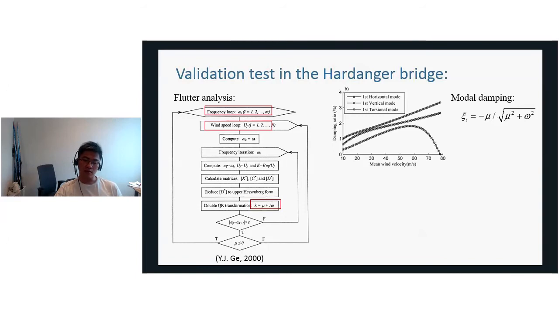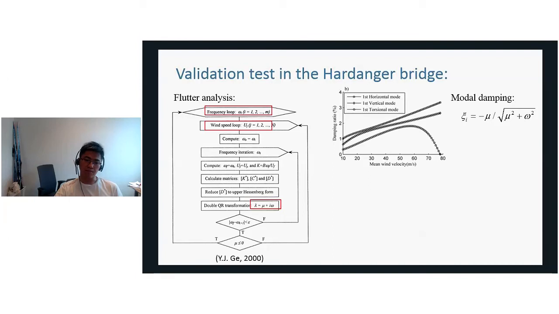The critical velocity can also be found from the time domain method, which is easier to understand because you just need to give the bridge an initial displacement or initial acceleration, and then let it go. If the response decays to zero, it means that the bridge is stable. If the response goes diverging, it means that the system is unstable.